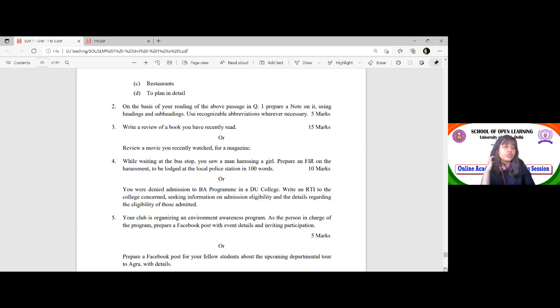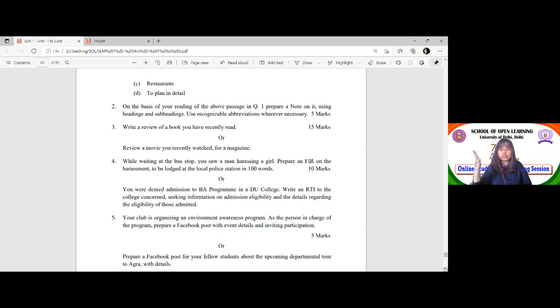Now for the second question, what they have given you is, on the basis of your reading of the passage, prepare a note. We did note making using headings and subheadings. So I taught you what are headings, what are subheadings, with recognizable abbreviations or short forms wherever necessary. Once you have these short forms, you will make a key where you will write the abbreviation and what those short forms stand for. Don't forget that.